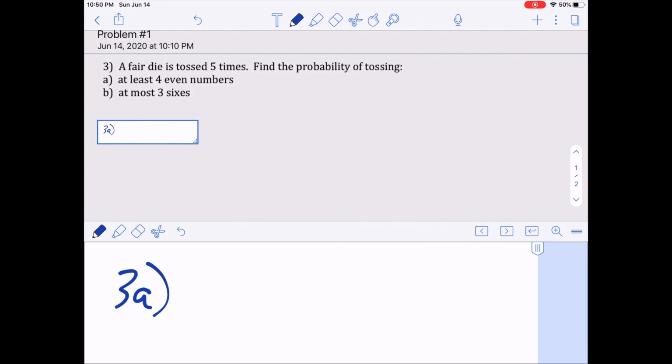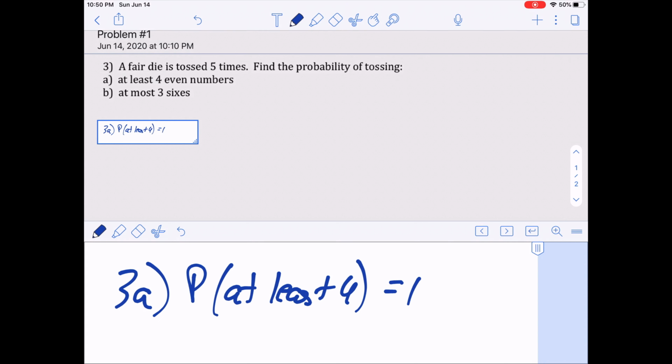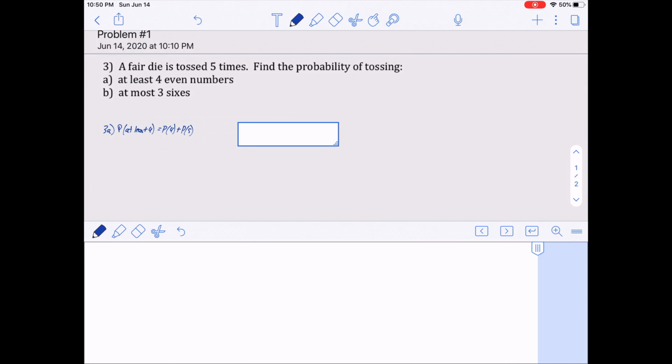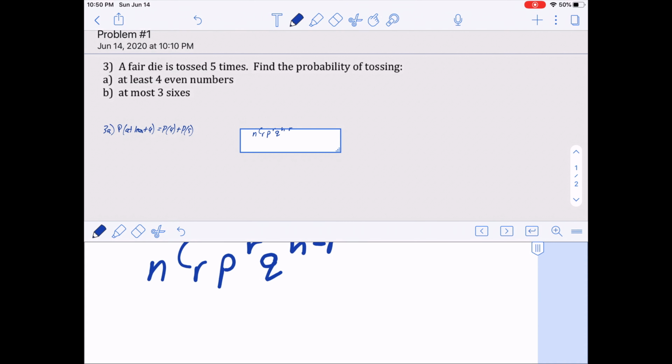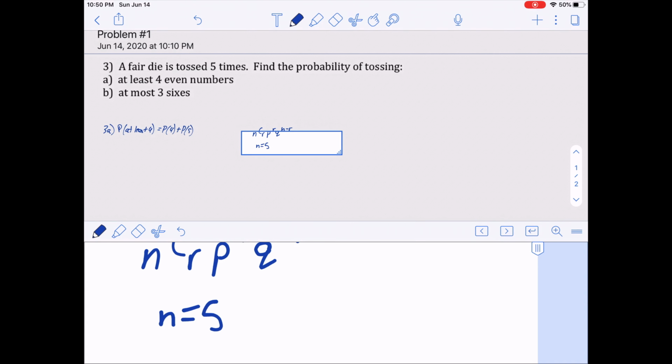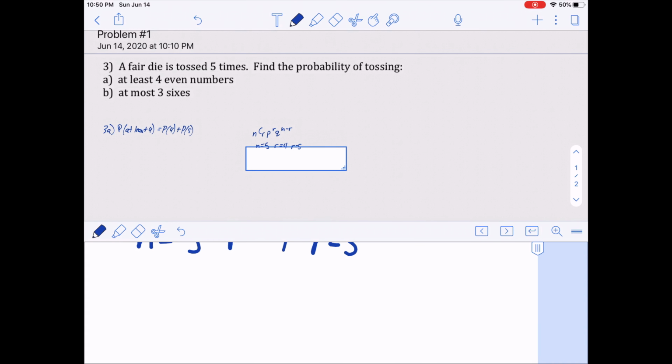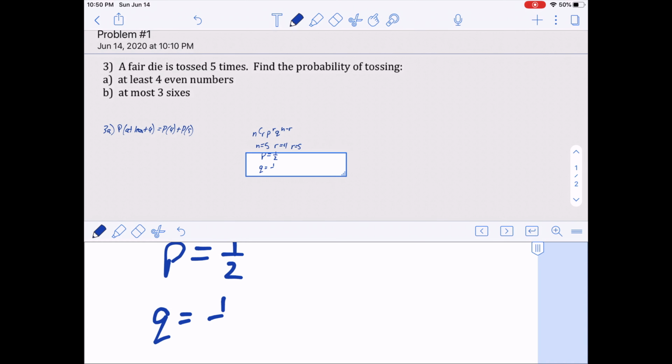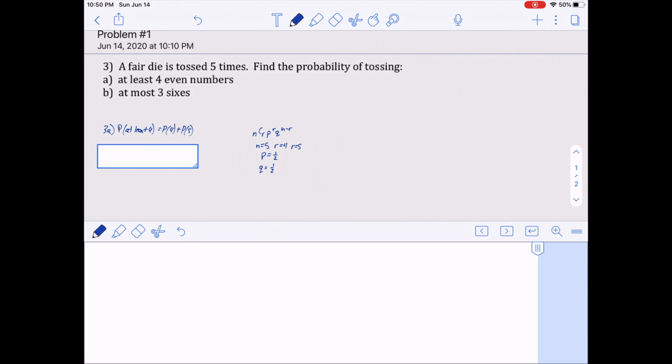So to start with 3A, we're going to use a probability equation. P of at least 4 equals P of 4 plus P of 5. So now we're going to use our nCr p to the r q to the n minus r formula, where n is going to equal 5, r is 4 in the first equation, 5 in the second. p is going to equal 1/2, and q, which is the difference of 1 minus p, is going to also equal 1/2.